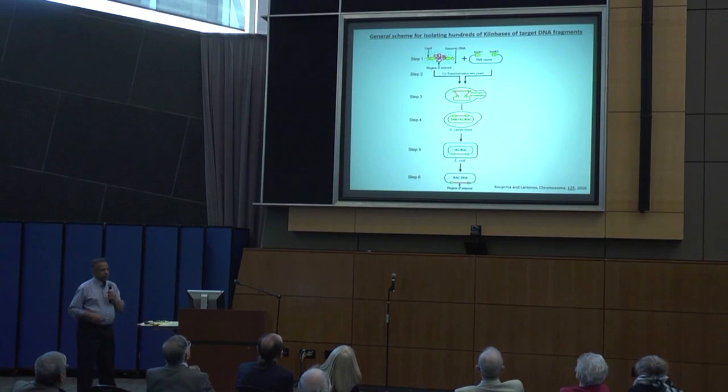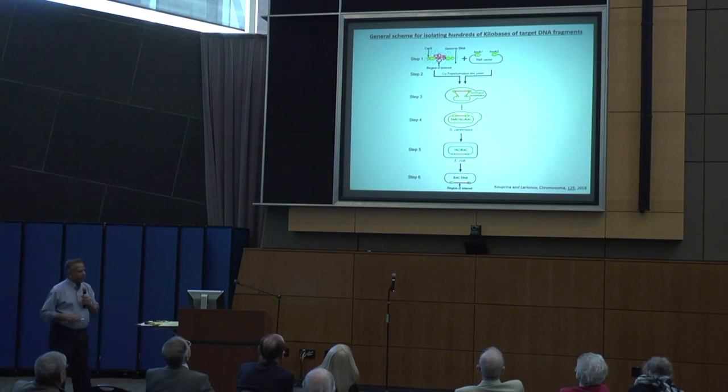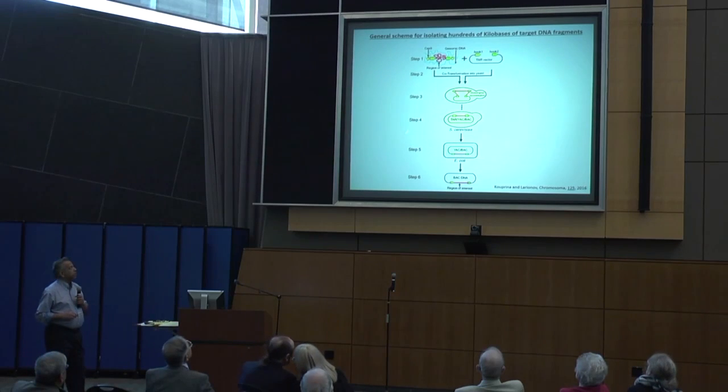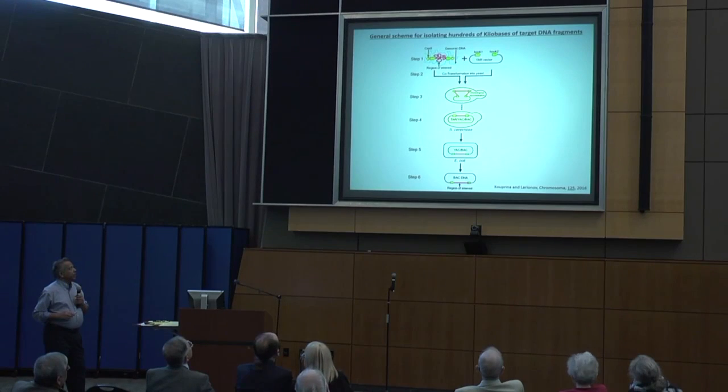So the transformation associated recombination, or the TAR cloning, is basically a simple principle. Suppose you want to isolate this large fragment of DNA, hundreds of kilobases, as shown in red here. We pick unique sequences on the flanks of this TAR cloning target.